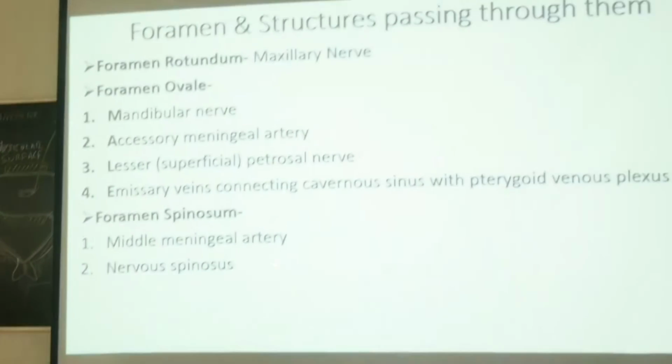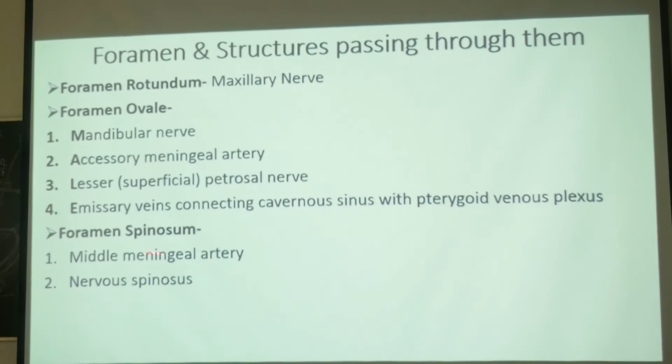Then foramen ovale. Foramen ovale gives passage to the MALE structures. You can remember it with a mnemonic, M-A-L-E. M is the mandibular nerve. A is the accessory meningeal artery. L is the lesser petrosal nerve. And E is the emissary veins connecting the cavernous sinus with the pterygoid venous plexus. Next is foramen spinosum. It gives passage to the middle meningeal artery and the nervus spinosus.